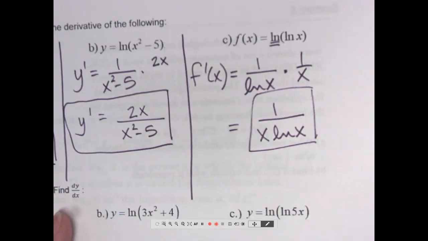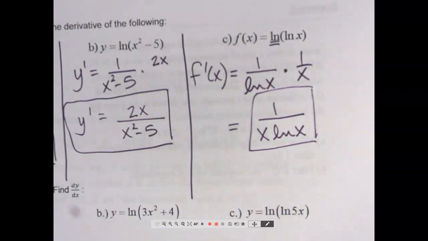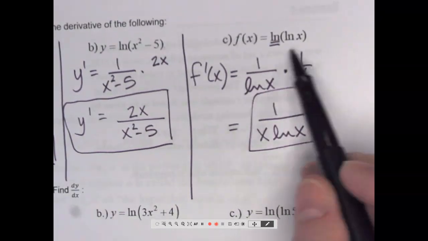If we were to make that mistake in the test, is it just completely wrong or half credit? Yeah, you would probably get about half credit for setting this part up right.